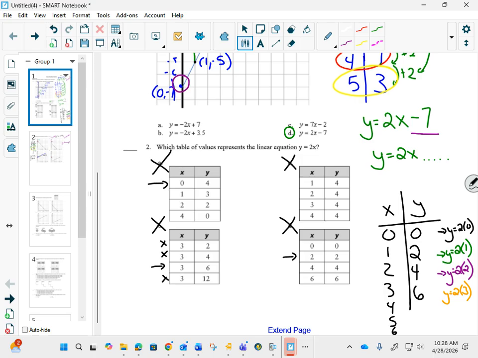So none of these work. That's how we use a table of values. So on your cheat sheet, if I have an equation, this is how I make a table of values. Here's an example: y equals 2x, I showed my work, and then I can create my table of values. Or is that just something that you know?